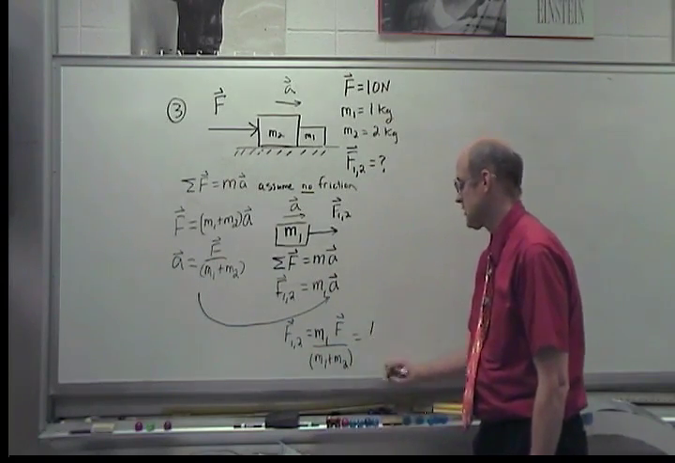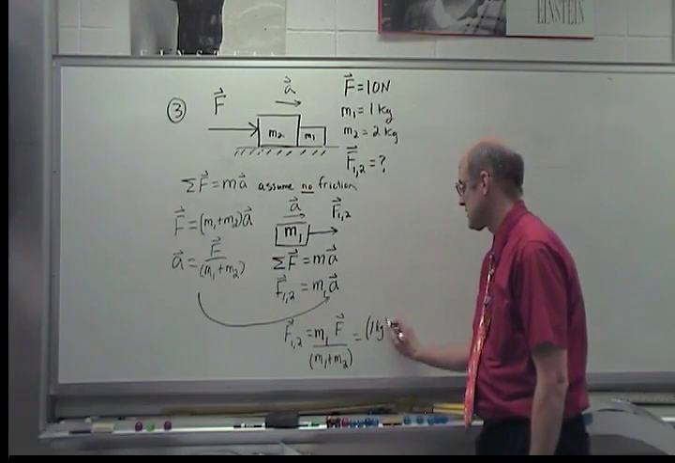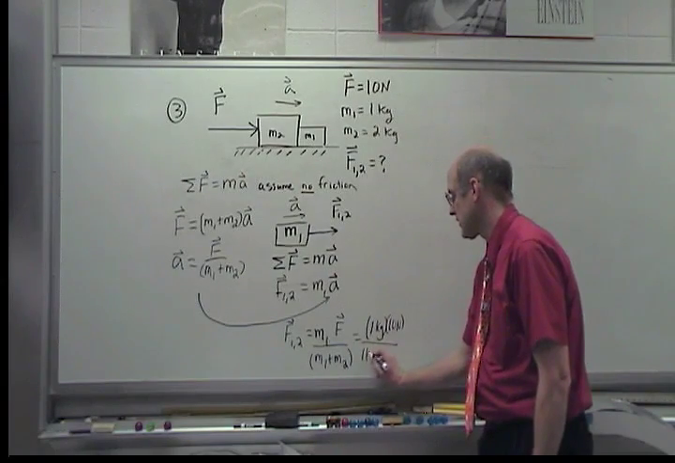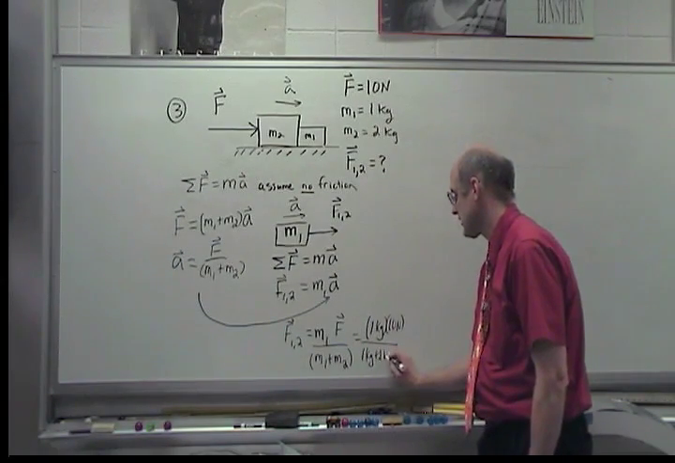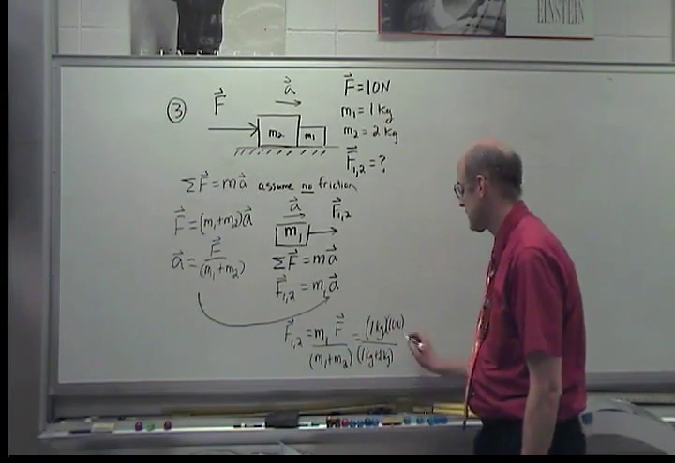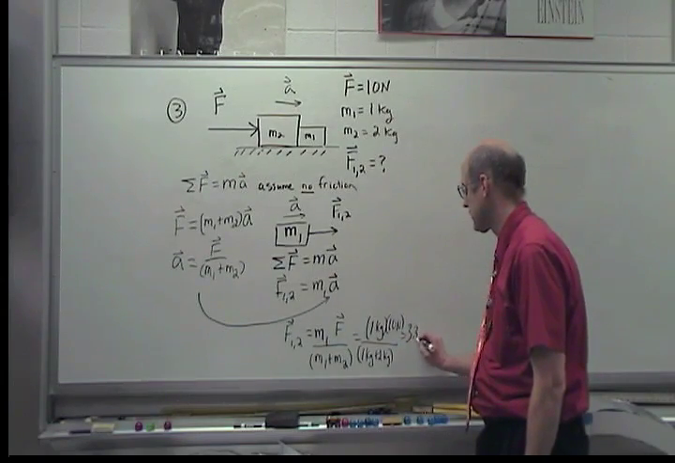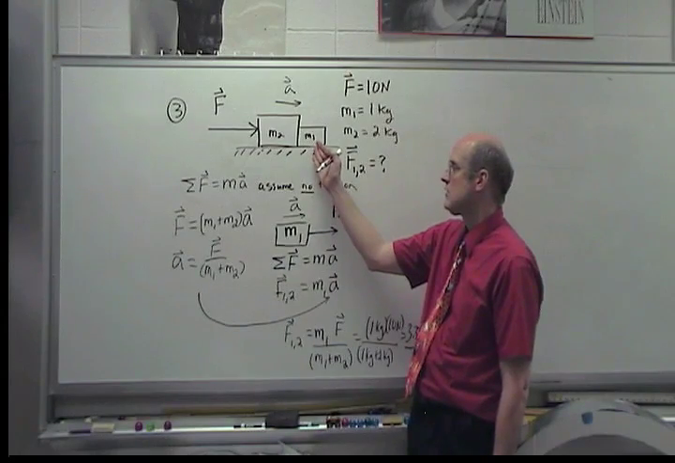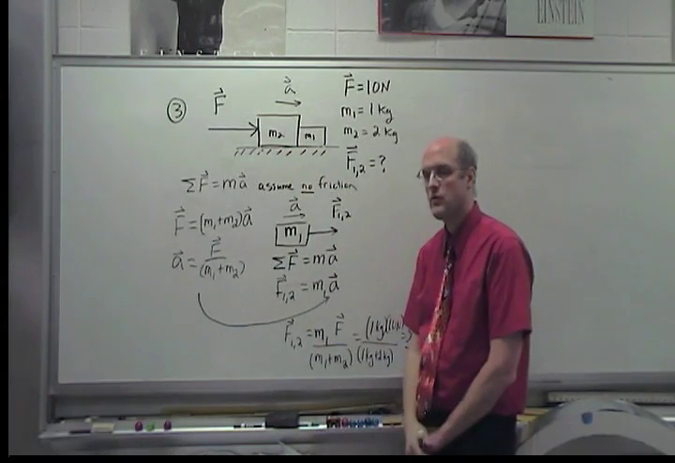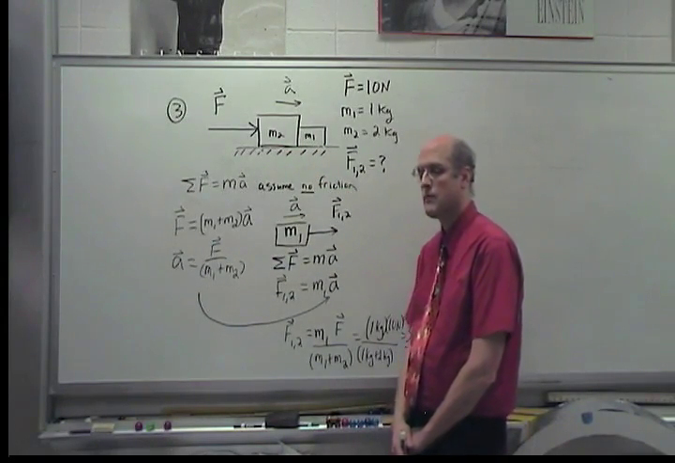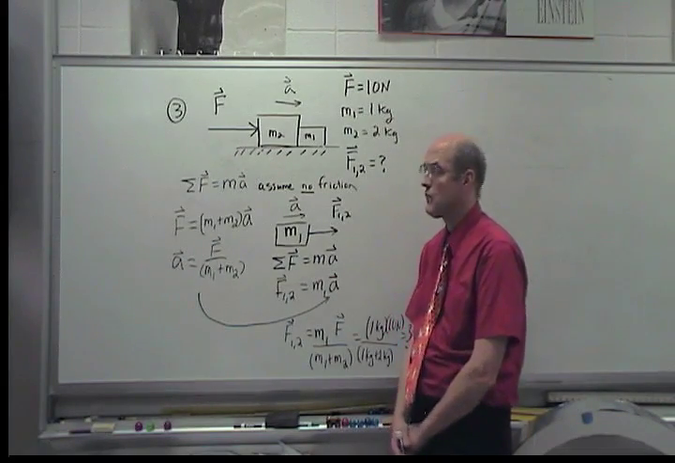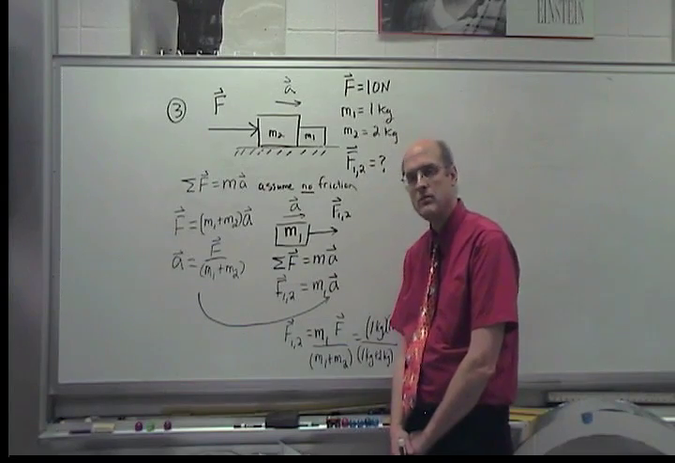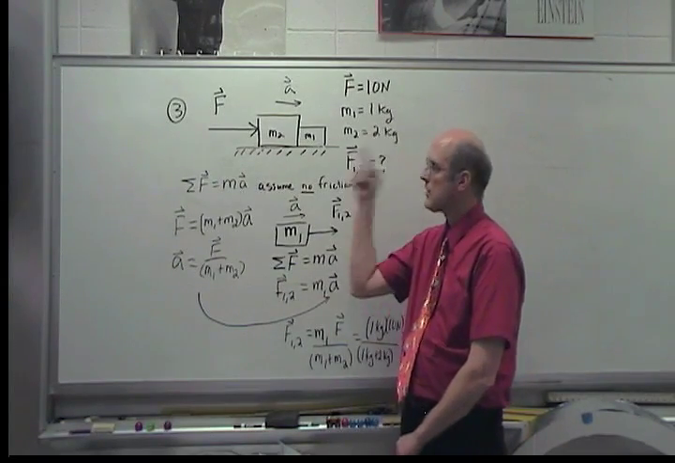So we have 1 kilogram times 10 newtons divided by 1 kilogram plus 2 kilograms. So it looks like the force is 3.33 newtons. The force on 1 due to 2 is 3.33 newtons. Now from Newton's third law, we could figure out the force on 2 due to 1. Wouldn't that be just 3.33 newtons directed to the left?